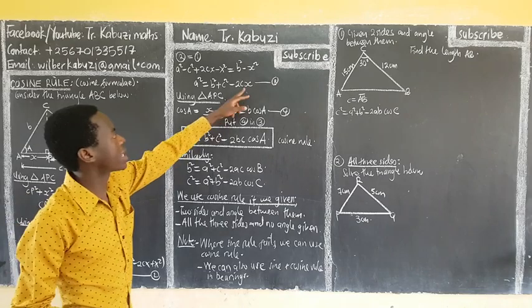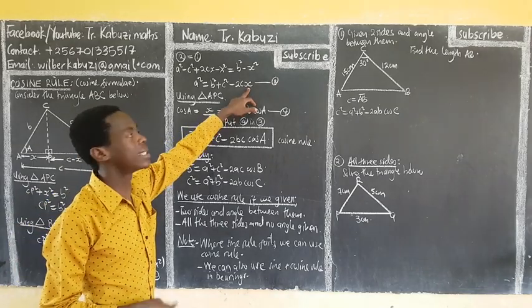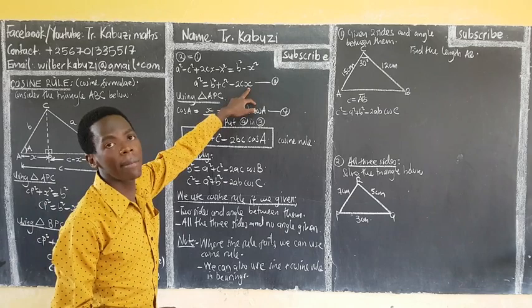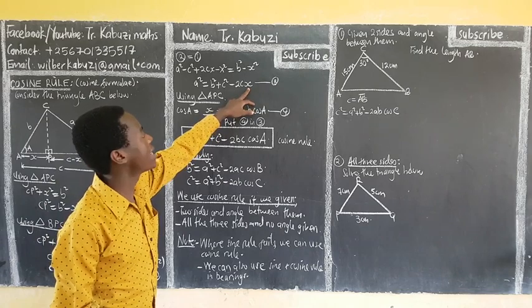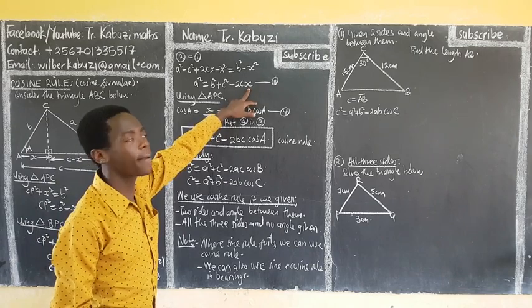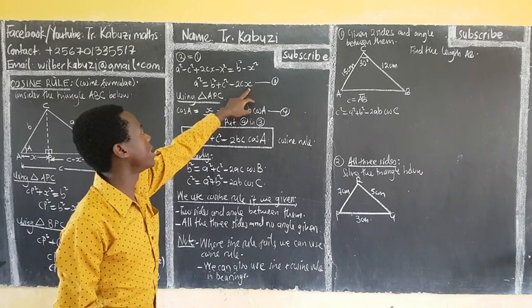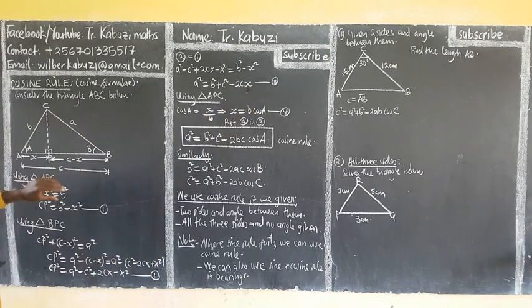Now, I don't want x because x is not known. Because the triangle I used has angles ABC and sides ABC, I want to remove this x. Which triangle can I use? If I want to remove this x, I can't use sine, because sine is opposite over hypotenuse, but I don't know this side.